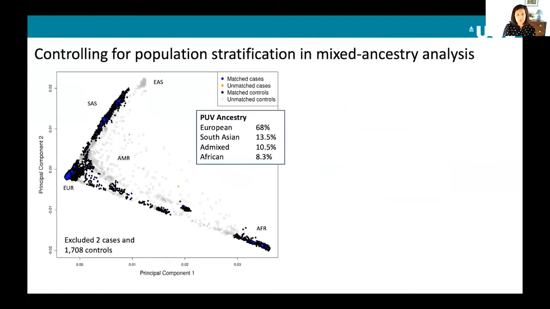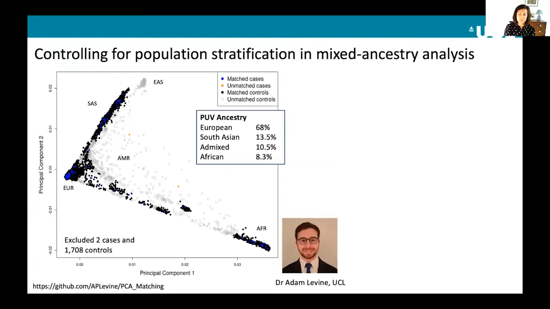So to account for this population stratification in our mixed ancestry cohort, we used two approaches. First, we matched our cases to our controls using the top 10 principal components, using a weighting algorithm written by Adam Levine, who is a renal histopathologist in our group. Now, this principal components analysis, or PCA plot here, just shows the differences between the first two principal components, but illustrates the variance seen between all of our samples corresponding to their different ancestral backgrounds.